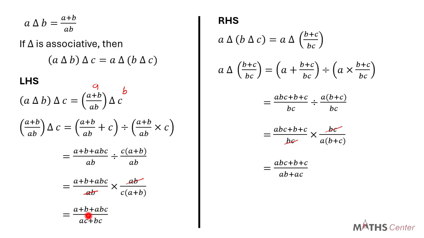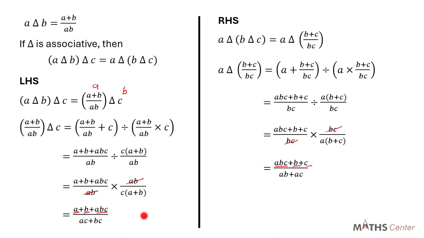What we had on the left hand side is a plus b plus abc divided by ac plus bc. Now let's compare. We can see that on the left hand side, on the numerator, we have abc. On the right hand side, on the numerator, we have abc. On the left hand side, on the numerator, we have b. On the right hand side, on the numerator, we have b. On the left hand side, on the numerator, we have a. But on the right hand side, on the numerator, we have c. Now, a is not equal to c.